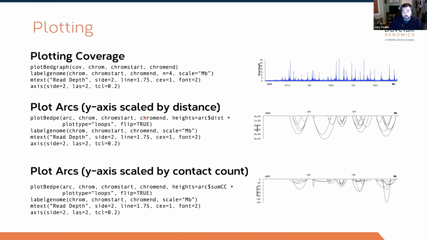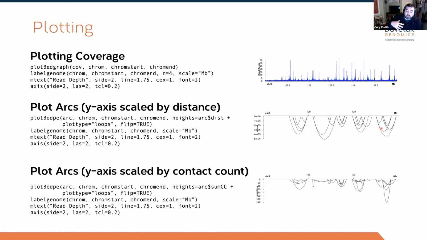And so now what we want to do is flag out how we want to scale these arcs. So the arc height. And so I want to say the height is in the arc data frame, the column distance that we added. And then we want to make the plot type be a loop. And then we're going to flip it so it goes underneath the coverage. And this is what that resulting plot looks like.